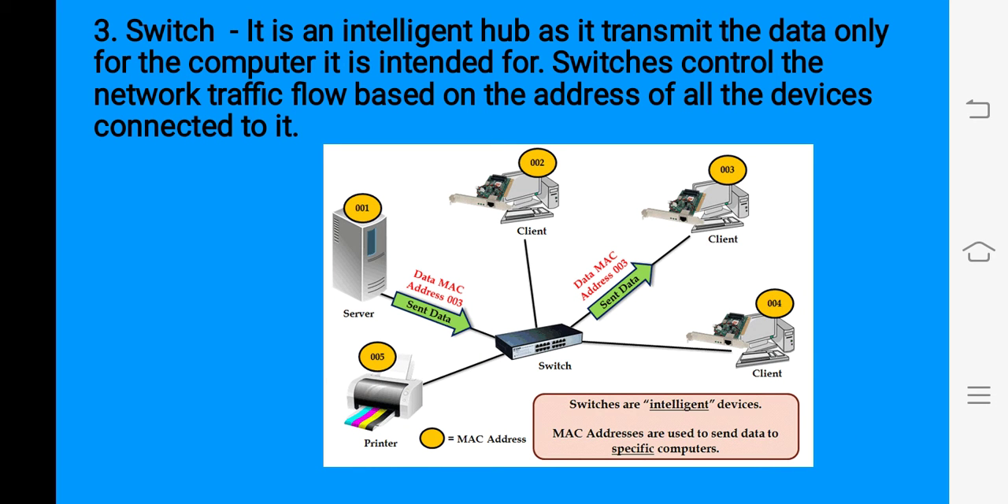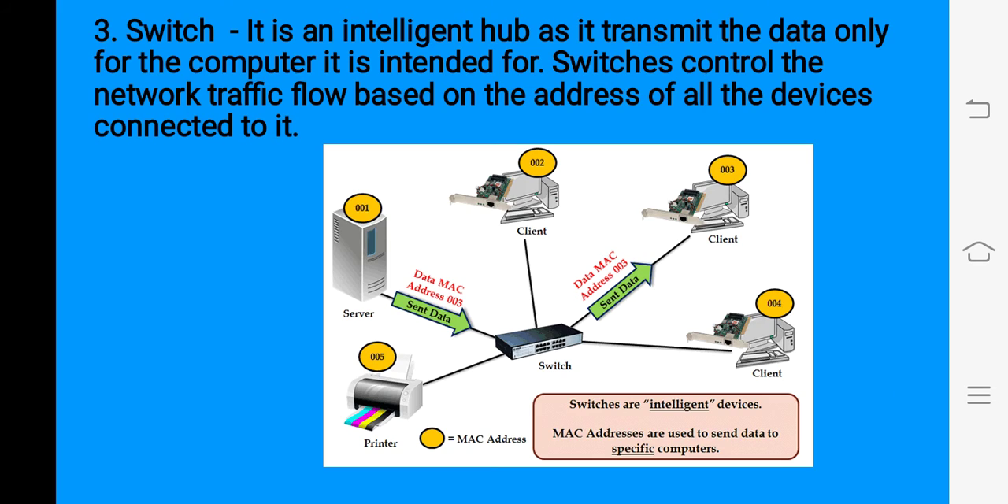Next component is the switch. Children, we can say a switch is an intelligent hub because it transmits the data only to the computer that it is intended for. It sees the address of the sender and receiver computer, and it transfers the data to the receiver computer whose address was with the data. It controls the flow of data with the help of addresses, because every device has a unique address and the switch uses that address.